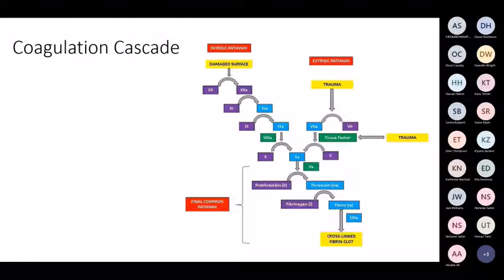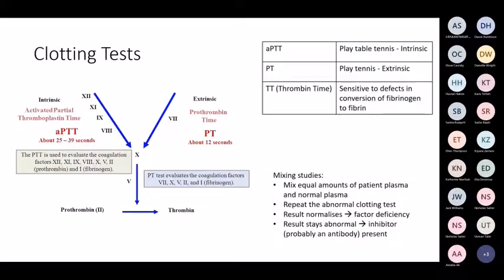But yeah. So the next thing they want you to know a little bit about is clotting tests. So you've got your APTT, which measures your intrinsic pathway, and your PT, which measures your extrinsic pathway, and I remember which one's which by play table tennis. So you play table tennis indoors, so that's intrinsic, and then play tennis, which you do outside, so that's extrinsic pathway. And then you have your thrombin time, which measures the conversion of fibrinogen to fibrin. PT is always quicker than the APTT.